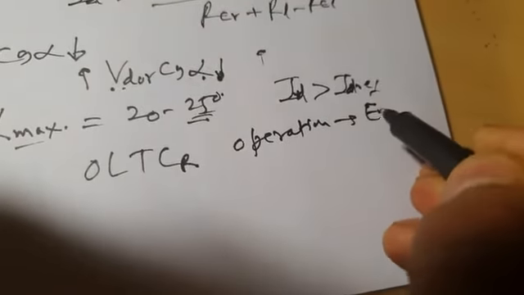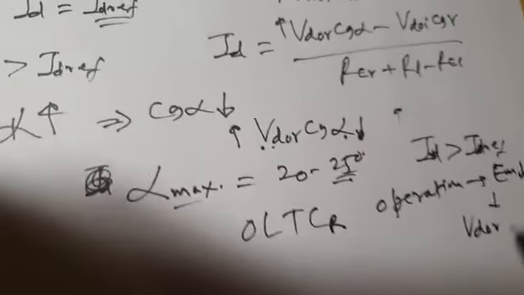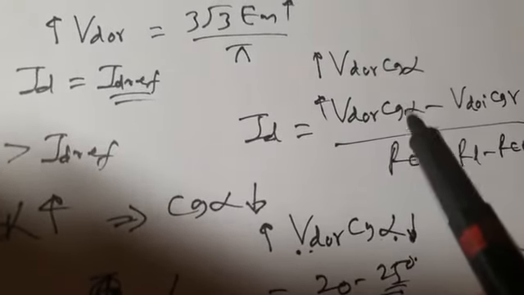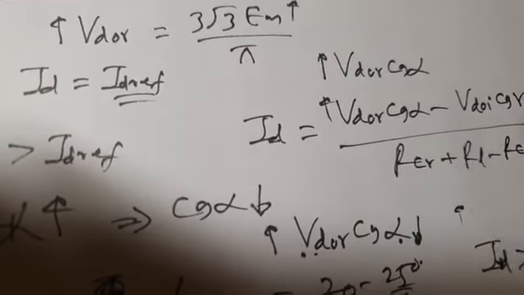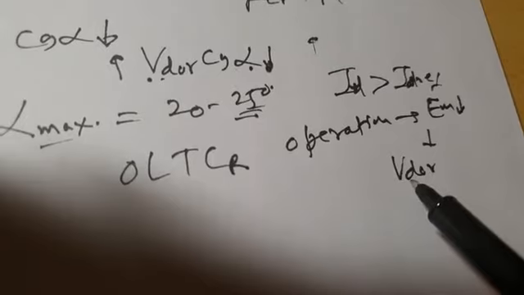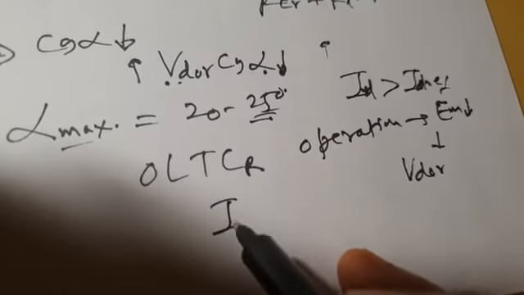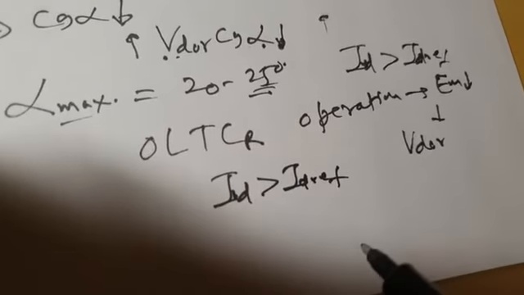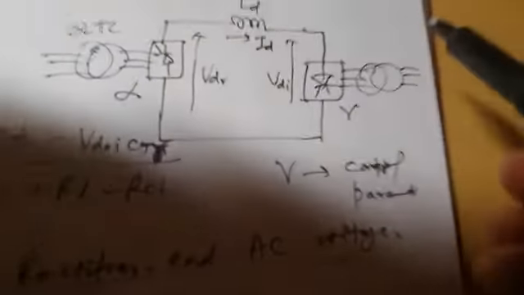So what will this do? This will decrease EM, the input voltage, so that will decrease VDOR. When VDOR is decreased, it is possible that VDOR cos alpha has come back to its normal value and ID is equal to ID ref. Now let us suppose your online tap changing transformer has decreased VDOR, but still ID is greater than ID ref. I am taking the extreme case, the worst case. In that case, what will happen?